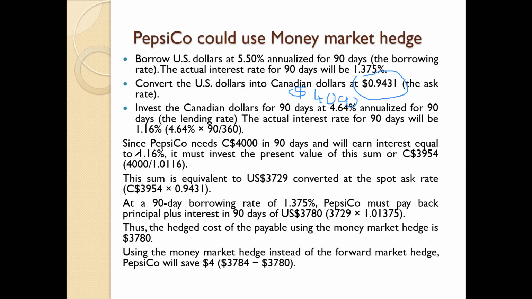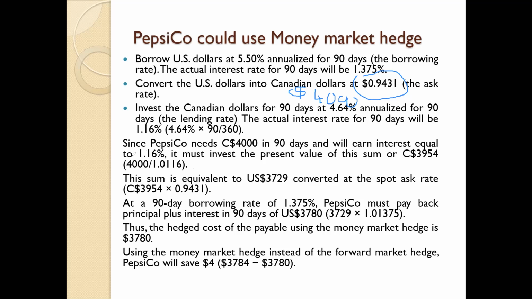Right? Now here we can see, since the company needs Canadian dollar 4,000 in 90 days and will earn interest equal to 1.16%, at the end of 3 months he will receive exactly 1.16% interest. Then it must invest the present value of this sum, Canadian dollar 3,954. How are we calculating this 3,954?